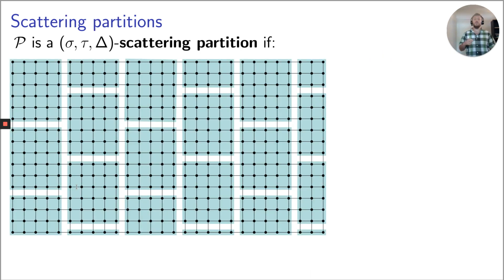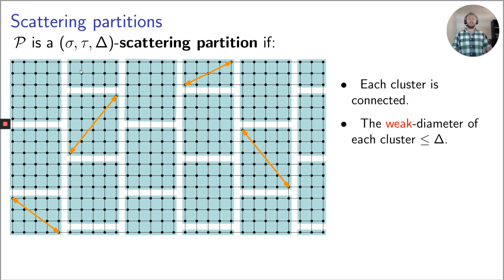Okay, so now we move on to define scattering partition scheme. So this is very similar. Again, you have these three parameters, sigma, tau, and delta, and you want the following to hold. So first, you want each cluster to be connected, and secondly, you want the weak diameter of each cluster to be at most delta. So in a sense, this is somewhat in between strong and weak partition, because on the one hand you want weak diameter, but on the other hand you want the strong diameter to be bounded, not infinity.